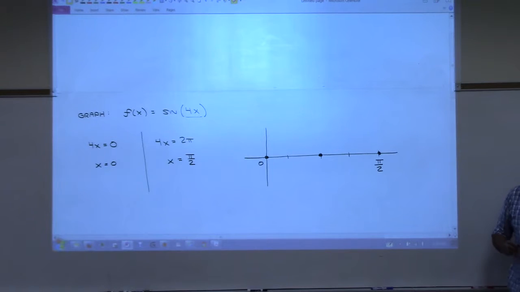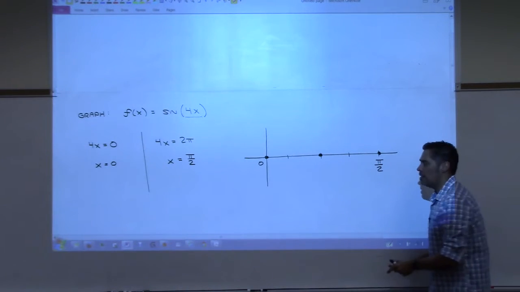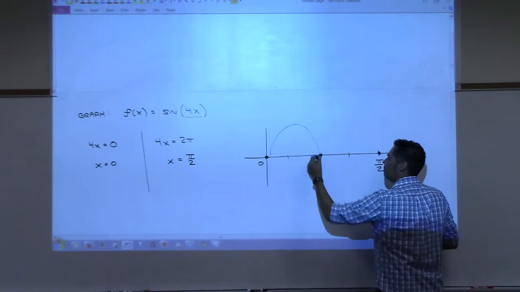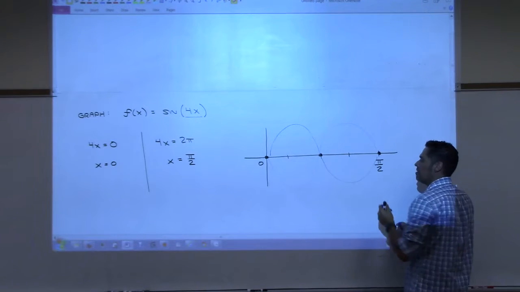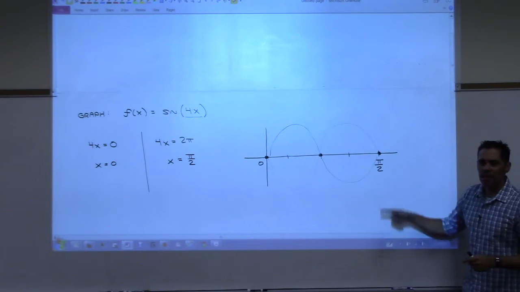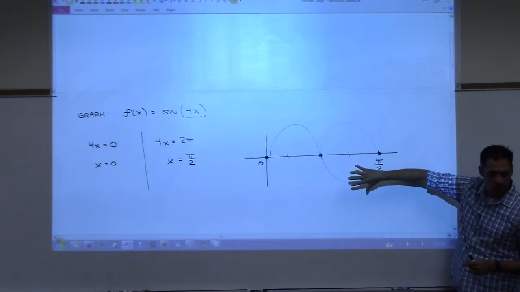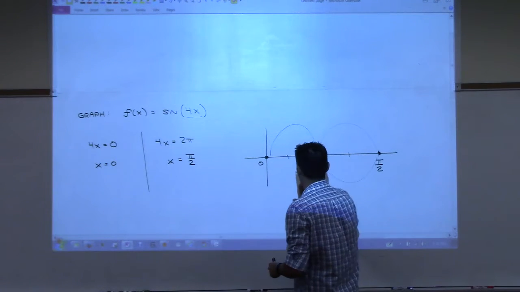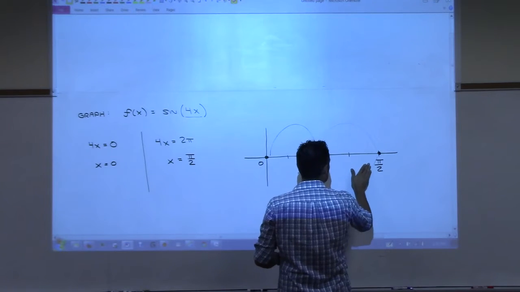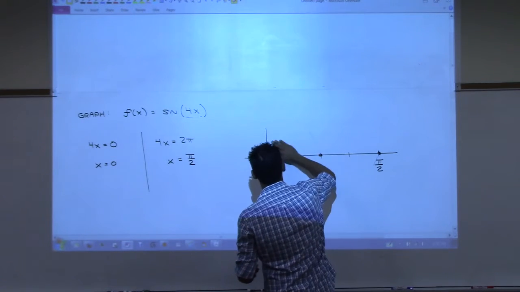Understand? Now, I just have to figure out whether or not it does this or possibly this, because as we're going to see, you can get the sine function flipped over. And the way to determine that is just to check a point. All you have to do is test a point.